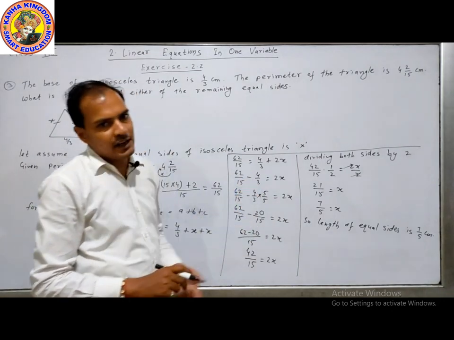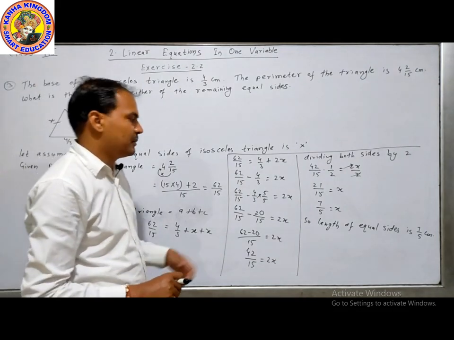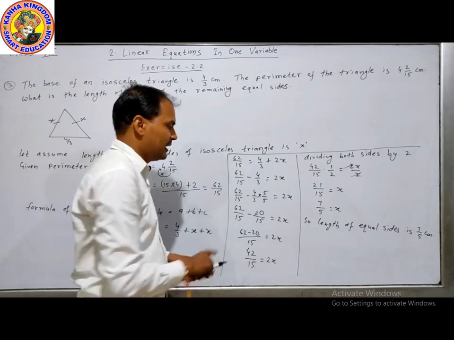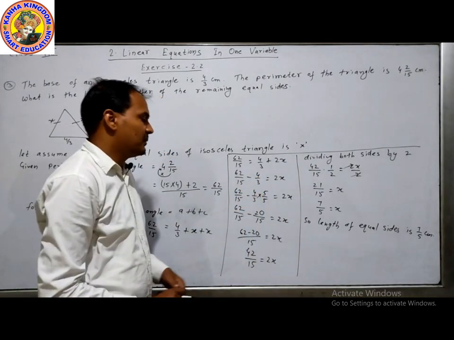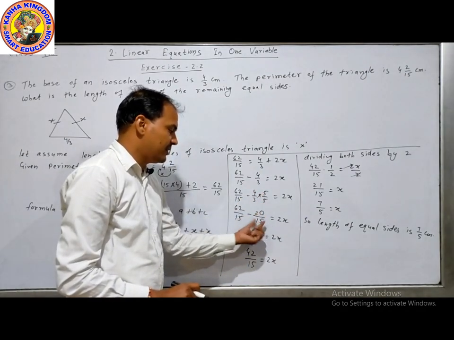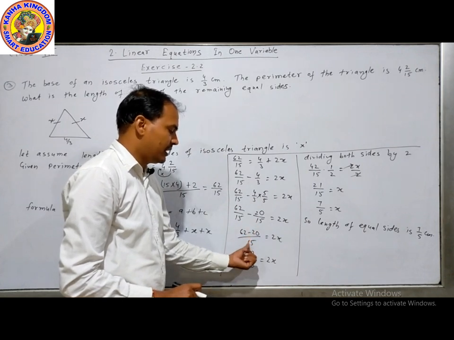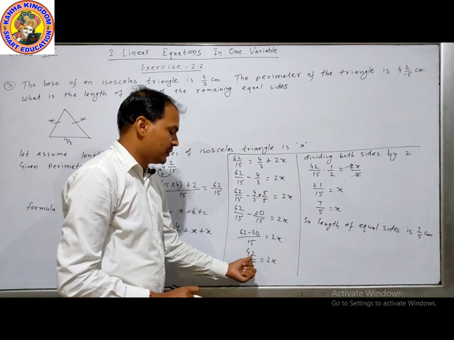When we subtract fraction numbers, we need the same denominator. 3 will convert to 15 by multiplying by 5. So this number we multiply and divide by 5. 4 into 5, 20. 3 into 5, 15. Now the denominator is the same, 15. 62 minus 20, answer is 42.